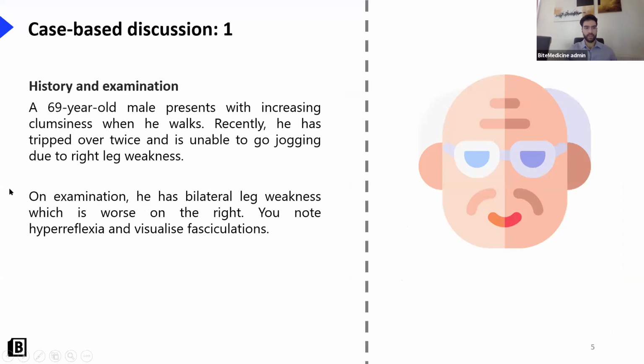Have a look at that case. So we have a 69-year-old male presenting with increased clumsiness when he walks. Recently, he's tripped over twice and is unable to go jogging due to right leg weakness. On examination, he has bilateral leg weakness, which is worse on the right, and you note hyperreflexia and visualize fasciculations.